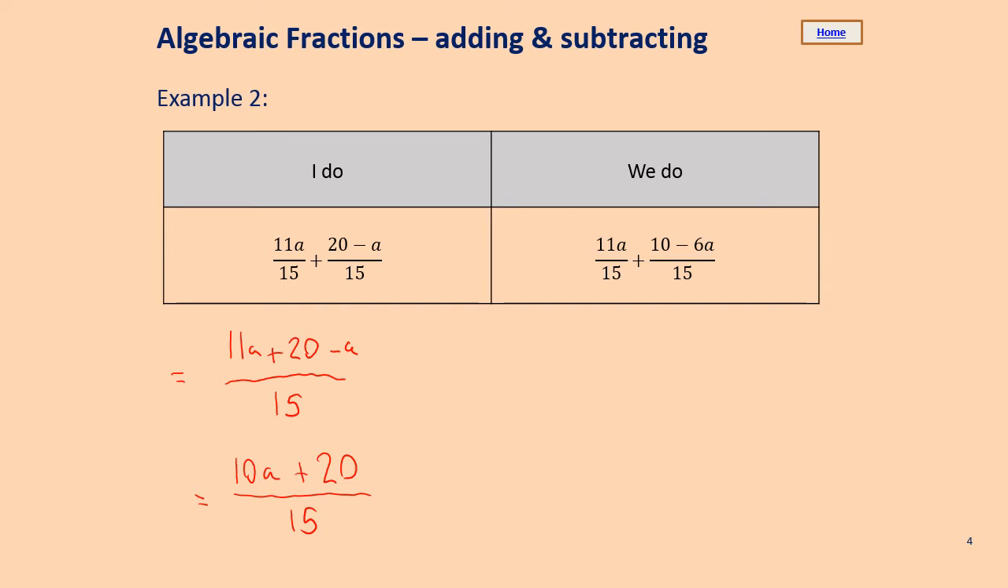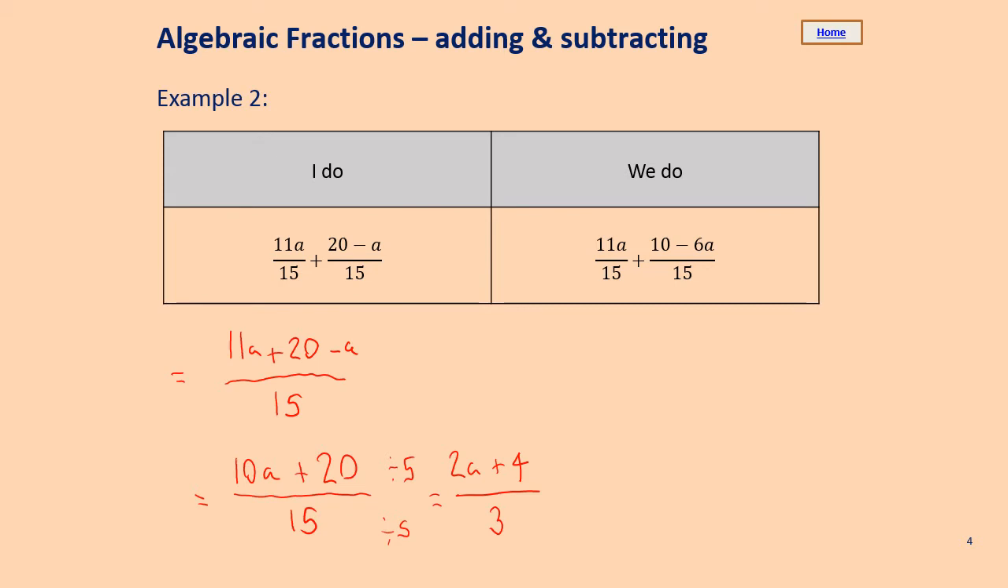Okay, so I can divide all of this by 5, divide the top by 5 and divide the bottom by 5. 10a plus 20 divided by 5 gives me 2a plus 4, and 15 divided by 5 gives me 3, and this is my final answer. Okay, 2a plus 4 over 3.